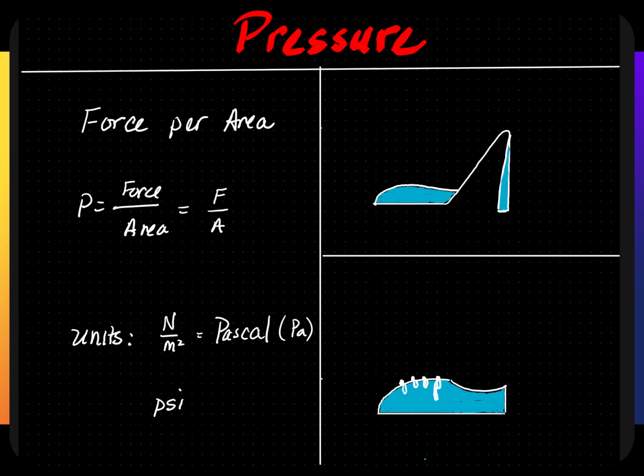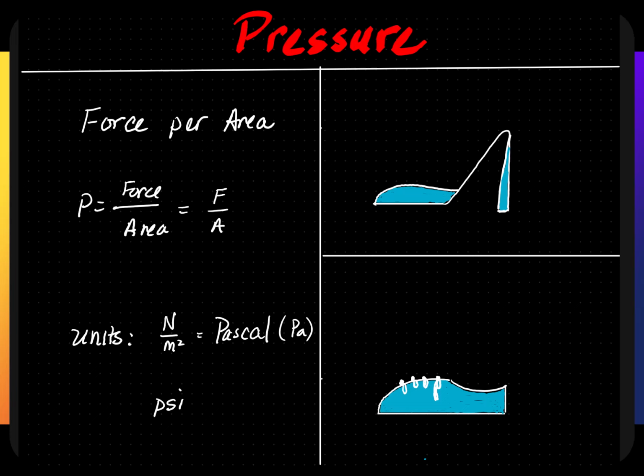On the right, we have a high heel shoe and I have sneakers. The force would be my weight when I wear my high heel shoe or my sneakers. My force would stay constant because my weight is the same. However, the area is different. When I wear my high heel shoes, the area is much smaller. Since pressure and area are inversely related, the area is small, my force is constant, so my pressure increases.